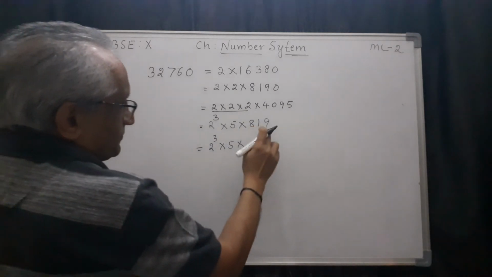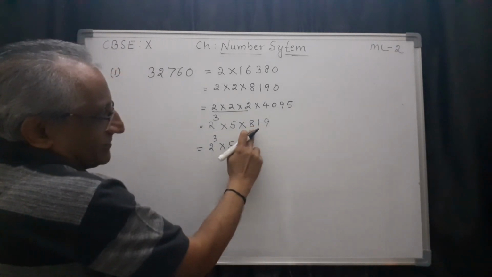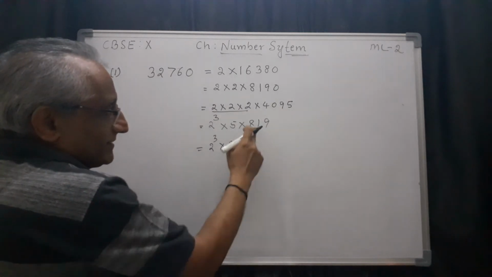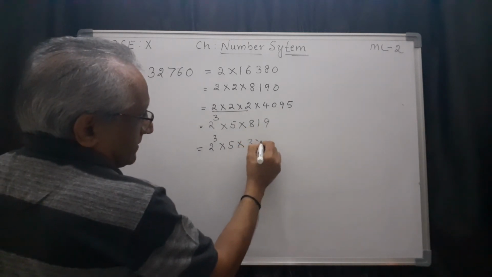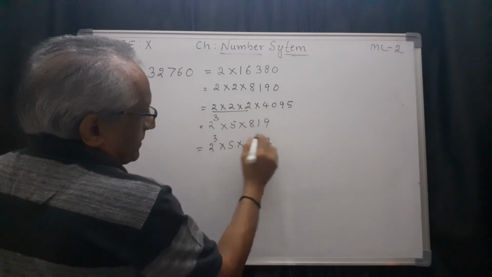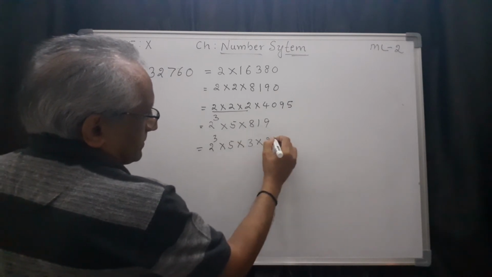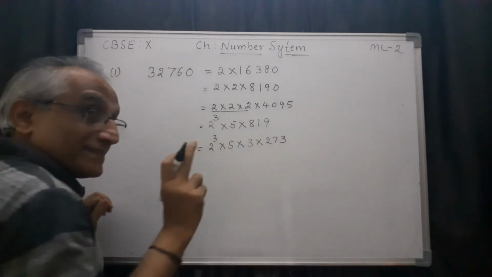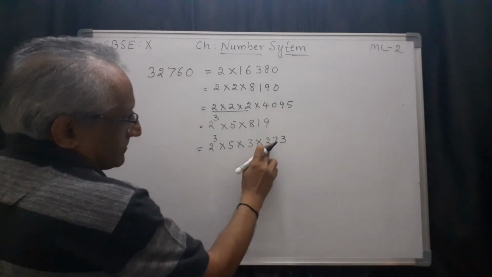So this is divisible by 3. See, 8 plus 1 is 9, 9 plus 9 is 18. 18 is divisible by 3. Therefore definitely 3 into, 3 twos are 6, 3 sevens are 21, then 273. So is it a prime number? Once again you have to check.